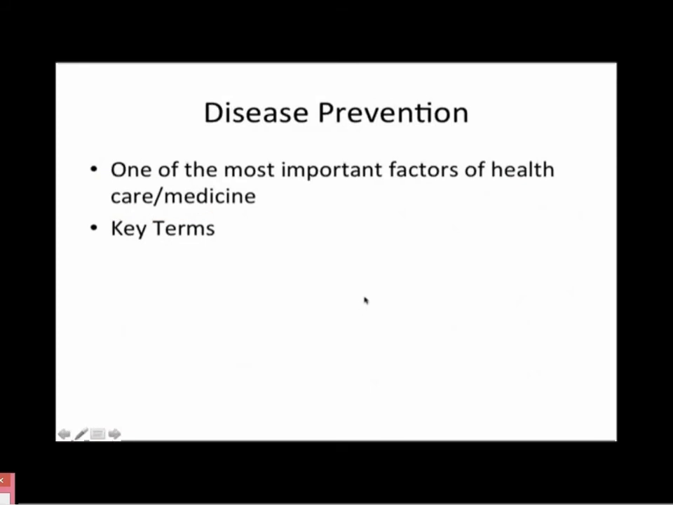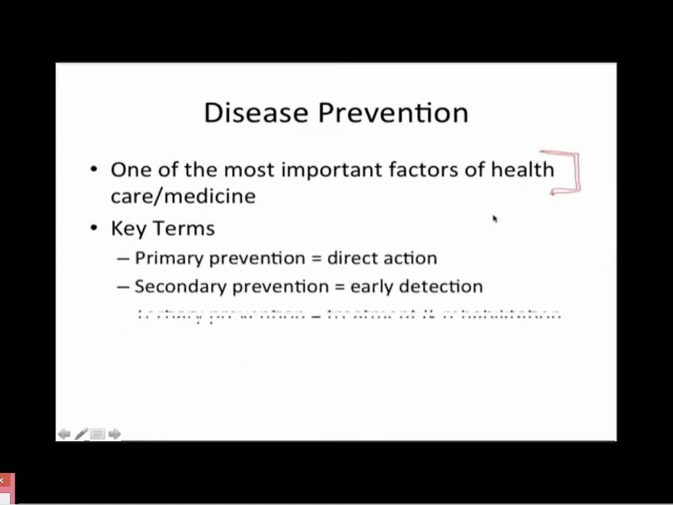And last, I want to talk about disease prevention. As future healthcare professionals, you have to know and understand that this is one of the most critical parts of your job: preventing not just patients but yourselves from getting ill and sick. And there are three forms of prevention out there: primary, secondary, and tertiary.